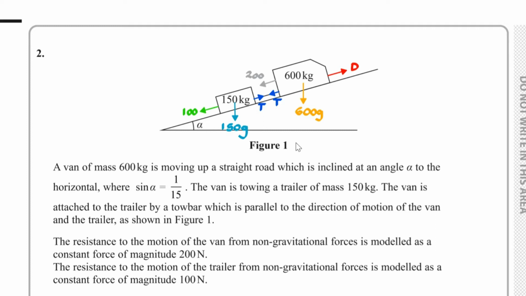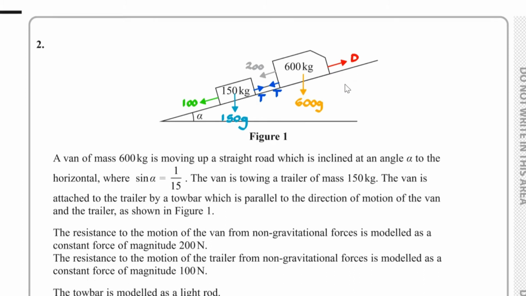So, here we've got all the relevant forces shown on the diagram. We've got the driving force D, the resistance force to the van 200 newtons, the resistance to the trailer 100 newtons, we've got the tension, we've got the weight of the trailer 150 g, the weight of the van 600 g. So the first thing we can do is find out this driving force.